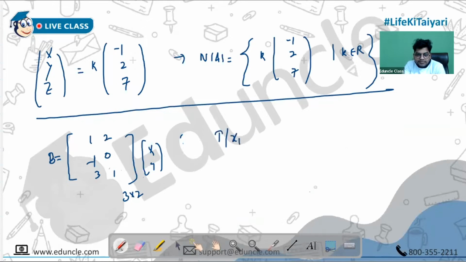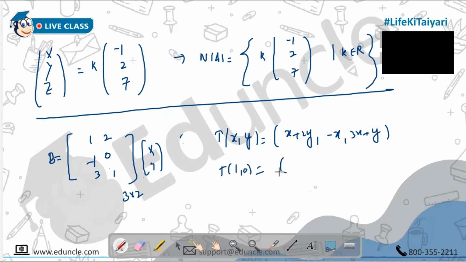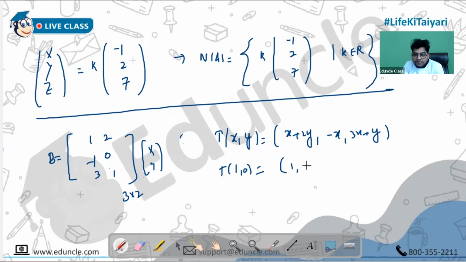T of x y is x plus 2y, minus x, and 3x plus y. So you have to understand this, sometimes mistakes happen of this type. It's okay sir. Even if I made a mistake, you should not make it in the exam. T of 1 0 is 1, minus 1, 3, and T of 0 1 is 2, 0, and 1.